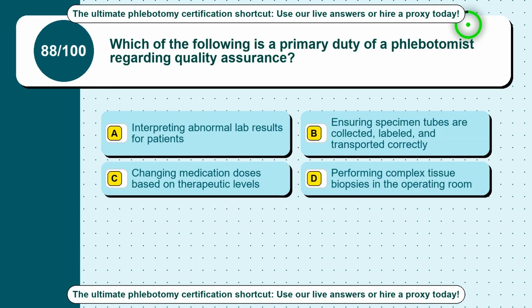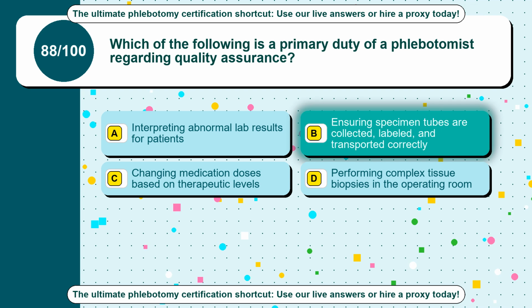Question 88. Which of the following is a primary duty of a phlebotomist regarding quality assurance? Option A, interpreting abnormal lab results for patients. Option B, ensuring specimen tubes are collected, labeled, and transported correctly. Option C, changing medication doses based on therapeutic levels. Option D, performing complex tissue biopsies in the operating room. The correct answer is option B, ensuring specimen tubes are collected, labeled, and transported correctly.